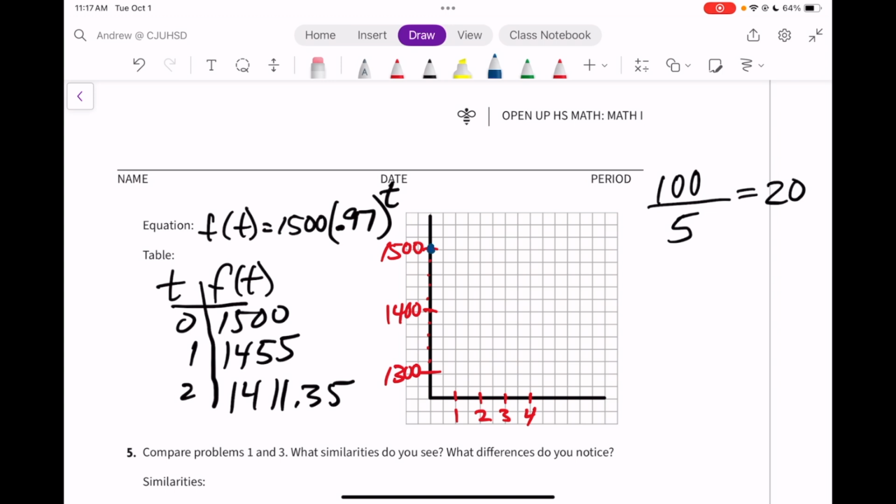So 0 is 1,500. 1 is 1,455, which is right just barely above the line. Probably can't even see it at this scale. And then 2 is at 1,411, which is between the first and the second square.